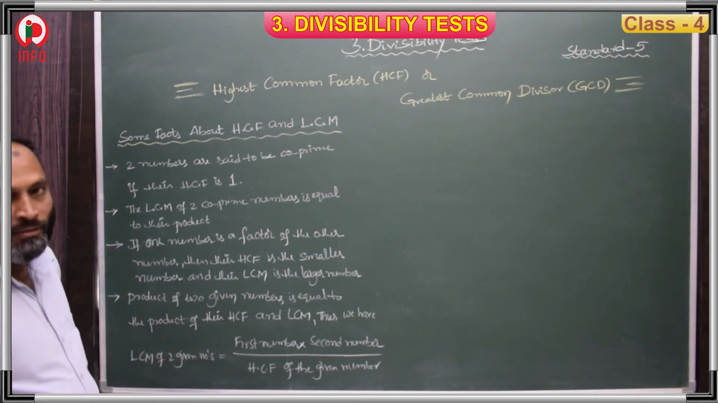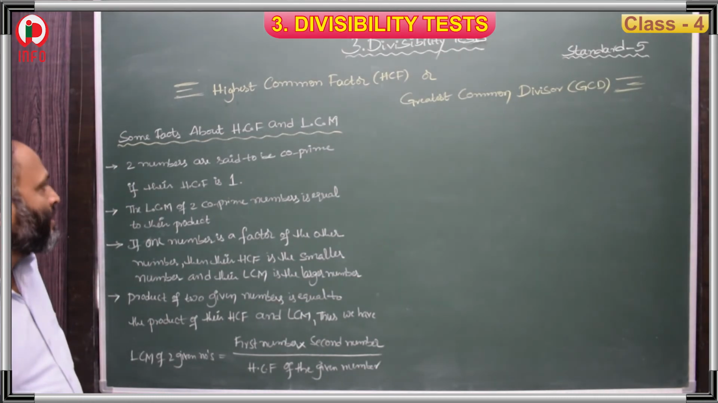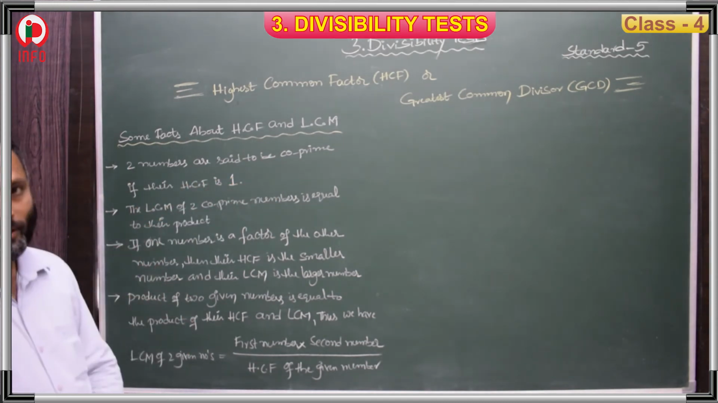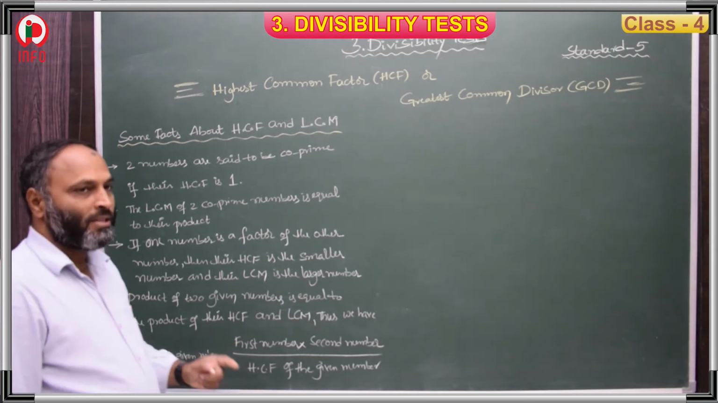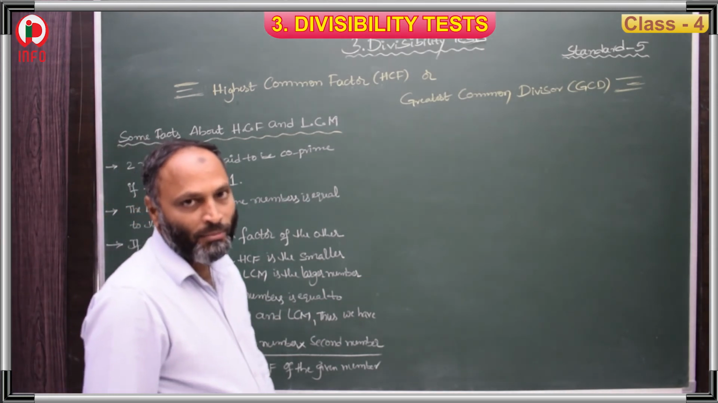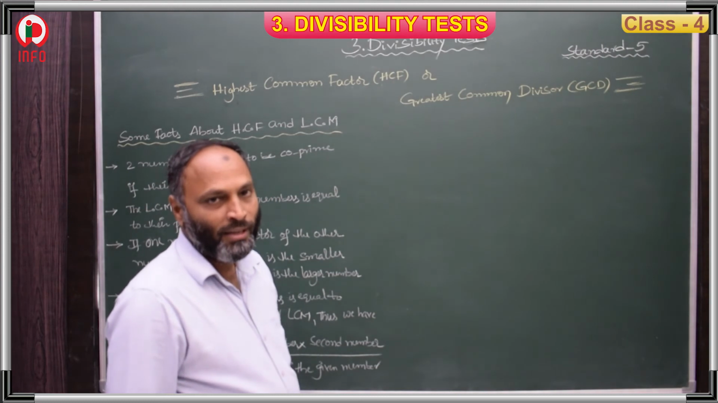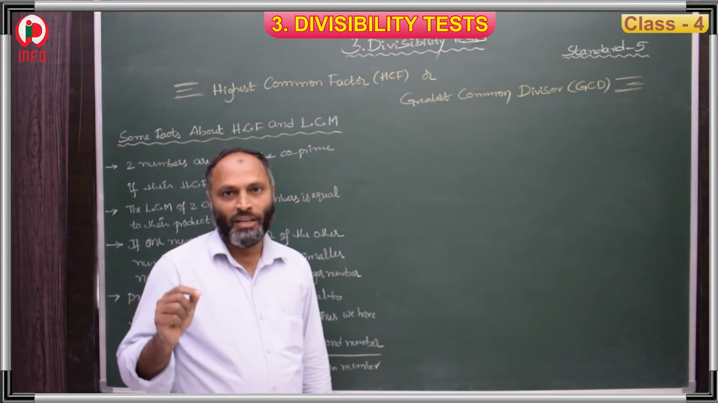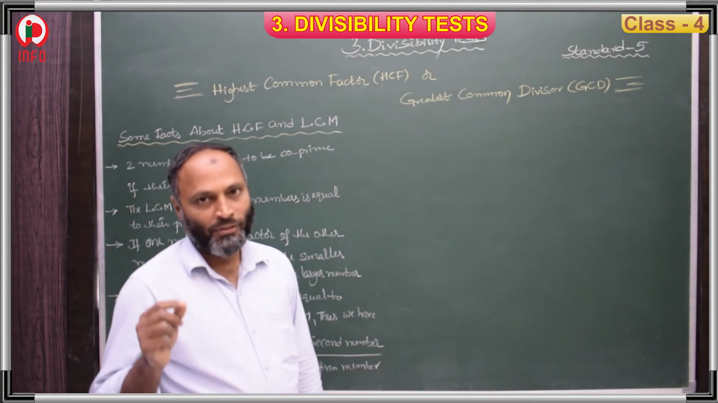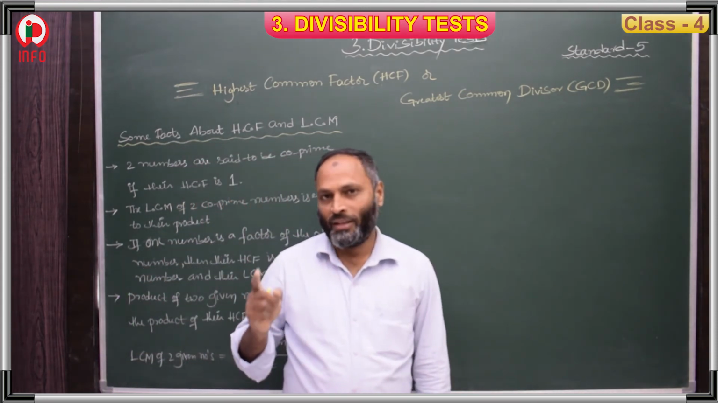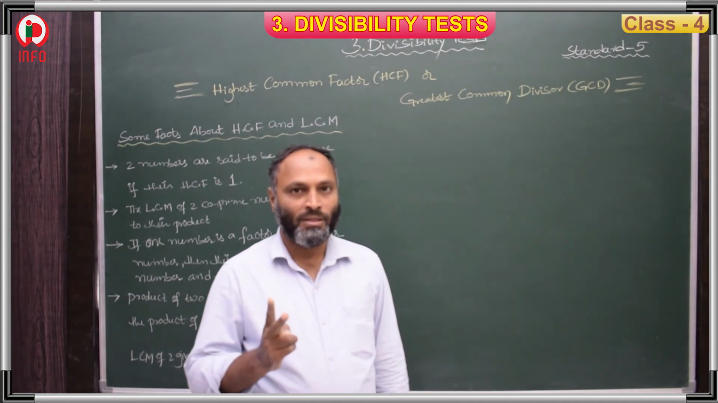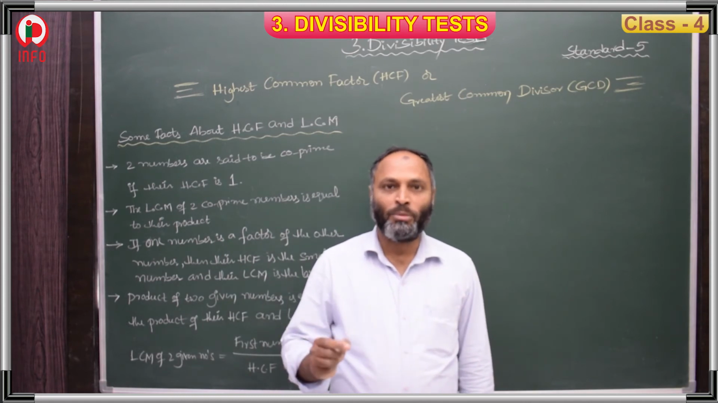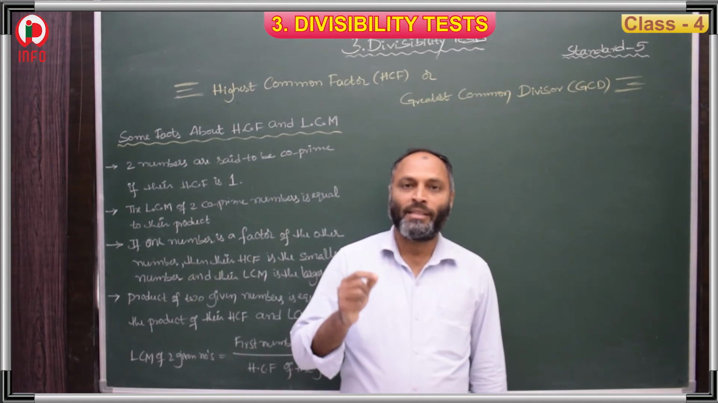Some facts about HCF and LCM. So what are the facts? Listen here. Two numbers are said to be co-prime if their HCF is 1. Whenever, after finding the HCF, you get 1 as the HCF, it means the two numbers are co-prime numbers. Only in co-prime numbers will we get HCF 1.